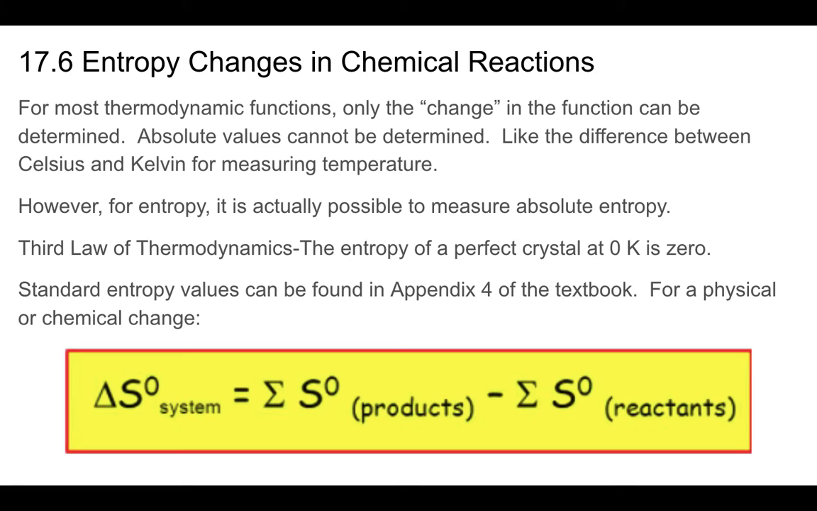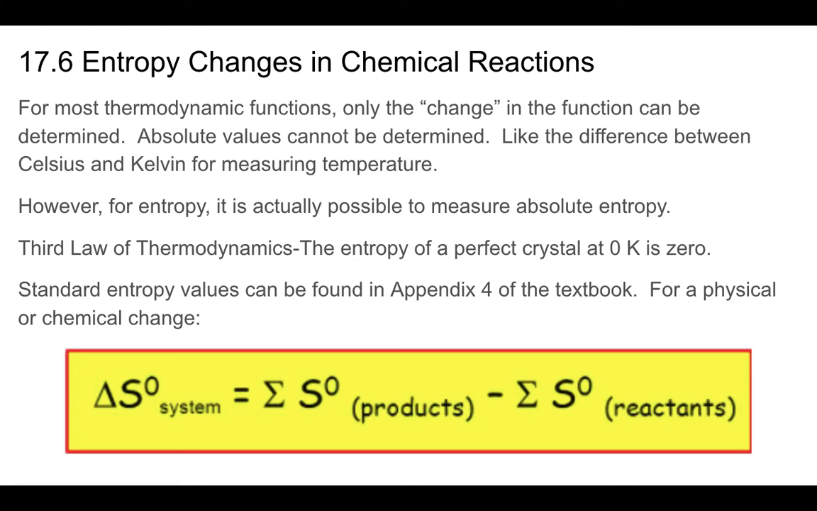changes in certain functions, but it's actually possible for entropy to know it absolutely as we do with temperature in the Kelvin scale. We do have a definition for 0 entropy, just like 0 Kelvin is when all molecules stop moving. 0 entropy, and this is actually the third law of thermodynamics, is when you have a perfect crystal at 0 Kelvin. A perfect crystal at 0 Kelvin has no disorder and has no entropy, so its entropy is 0.